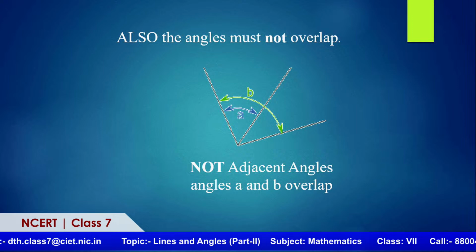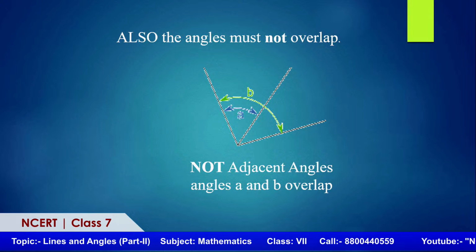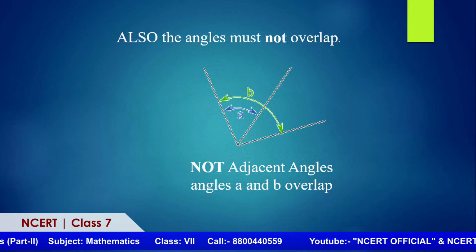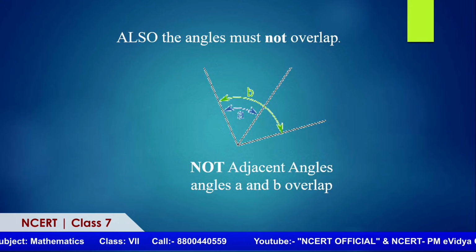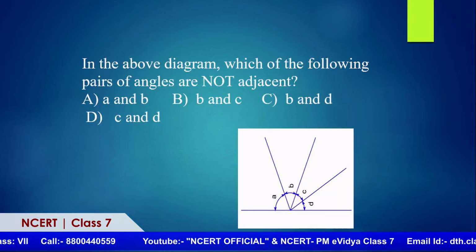Also, the angles must not overlap. In the case of adjacent angles, they should not overlap. This is mandatory. Angles A and B are not adjacent, because they are overlapping. Can you see angle A and angle B? Some part is common in between them. So, they are not adjacent angles.